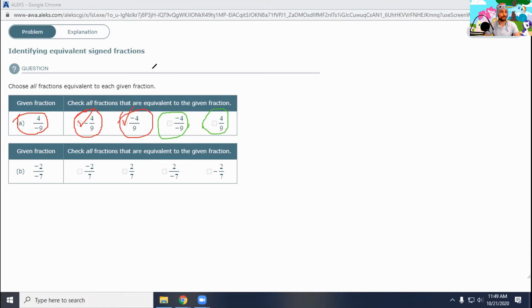In our second example, we see that we have two negative signs. So this is actually a positive fraction. It's the same as 2/7. So we need to find all the fractions here that are positive.